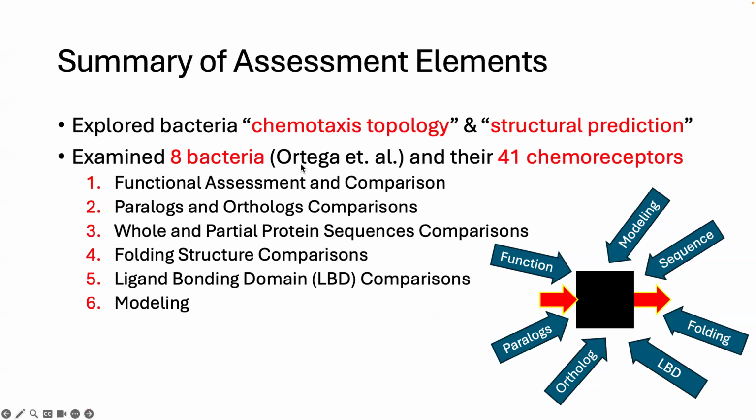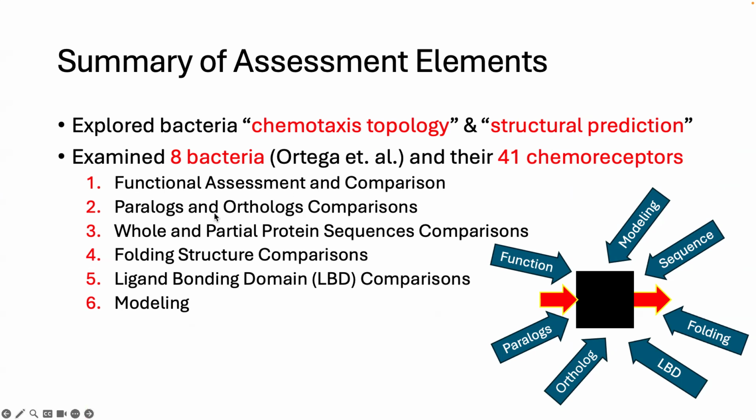So Ortega is a key paper that I'm going to be referring to, and I'll be showing that in half a dozen or so slides. But first, let me do this executive summary. So there's 8 bacteria, and there's 41 chemoreceptors. And so this is what I did. First of all, looking at the functional assessment and comparison of these 8 bacteria. Then there are these different ways that you can be comparing chemoreceptors.